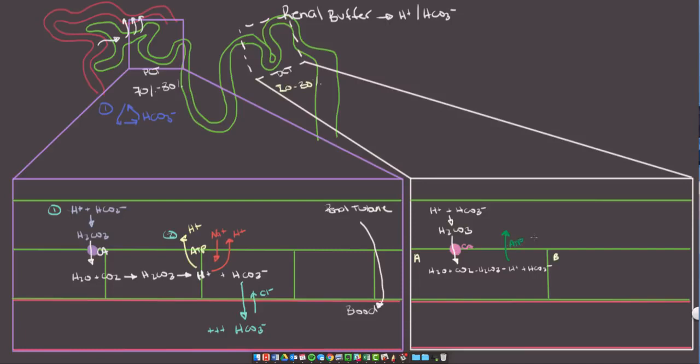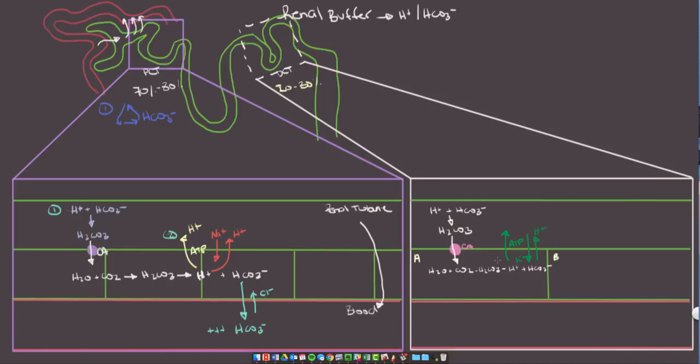But what we're also going to see on the membrane of this cell is a potassium hydrogen exchanger. So what that means is in these intercalated cells type A, we're also going to bring potassium into the cell and move hydrogen ions out of the cell. So one of the key differences here is instead of using sodium as the exchanger, these intercalated cells type A in the distal convoluted tubule are going to use potassium in order to exchange for hydrogen ions.